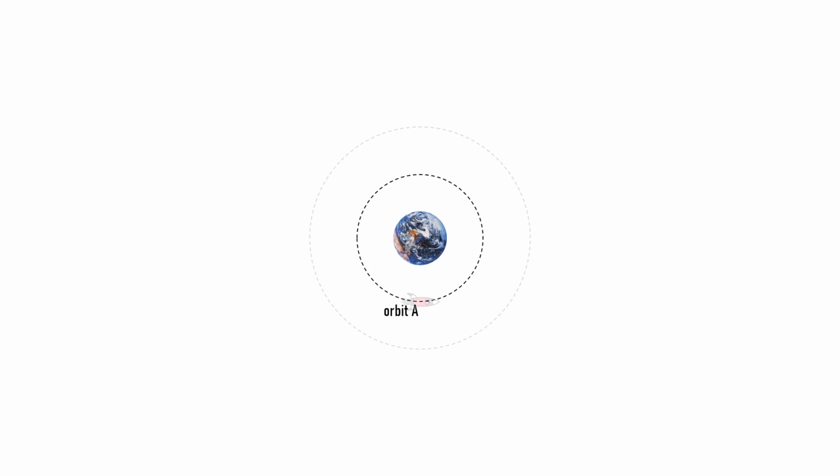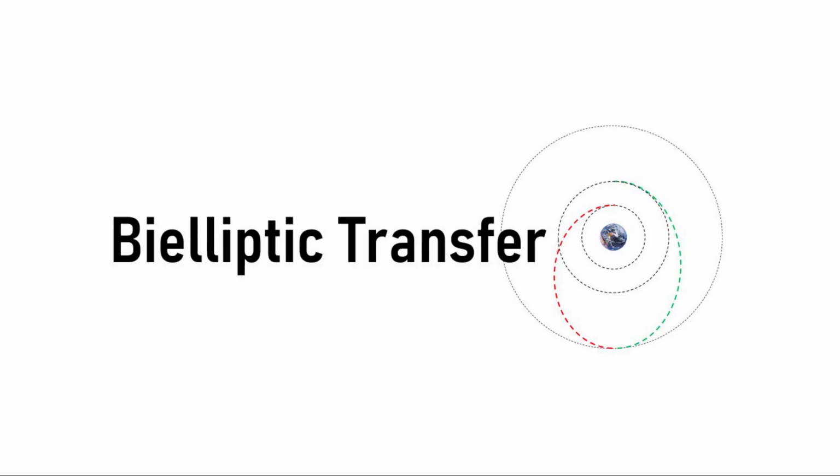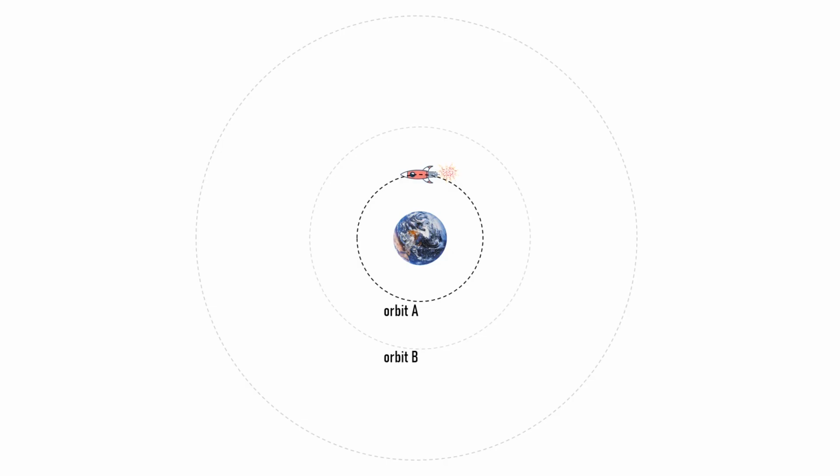We may choose another maneuver that uses less delta V but has three impulses. This maneuver is called the Bielliptic Transfer. Let me demonstrate to you how this maneuver works. The Bielliptic Transfer consists of two half-elliptic orbits.